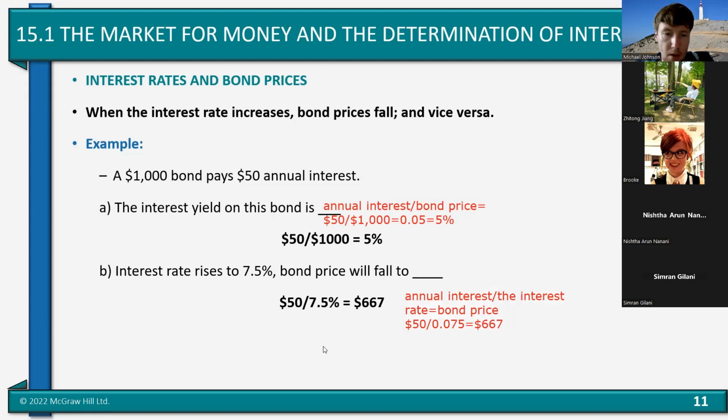You'd have to take the annual interest divided by the interest rate. So that's what you do. You take the annual interest amount divided by the interest rate. That equals bond price: $50 divided by 0.075 equals 667. And then based on that, if the interest rate falls to 2.5%, what will the bond price rise to?